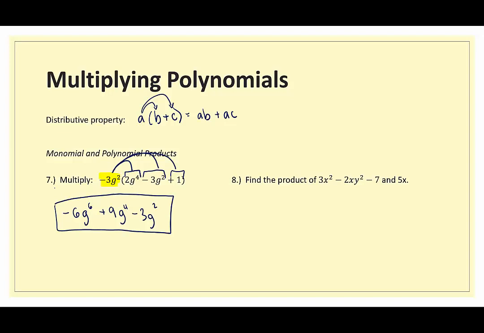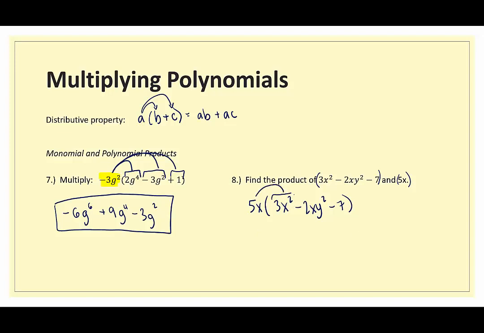In this next example, it says find the product. Again, product means multiplication, and we're given this trinomial. So this is one of the two things we want to multiply, and here's the monomial we want to multiply to it. I might just rewrite it, so I put the 5x in front times 3x squared minus 2xy squared minus 7. And this time we're going to take this 5x and multiply it to, again, we have three terms.